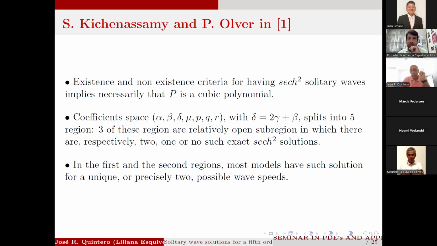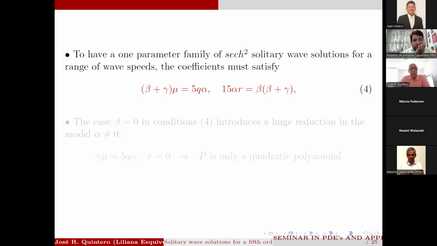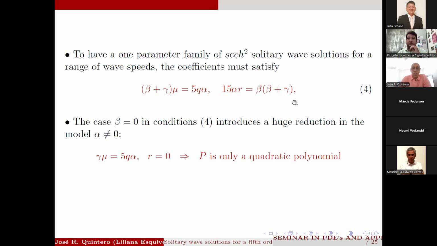So this is a challenging model, just looking for this type of solution. That doesn't mean that there are no more solutions. They could have other different solutions besides sech-squared. The analysis that they did showed that there is a relationship between the coefficients. So you have these two equations, and our case corresponds to beta equals 0. In that case, these two equations reduce a lot, because from the second equation, with beta equals 0, the left side is 0. So you want alpha different from 0, so R is 0. That means that R is the coefficient of the cubic term. So essentially, in this case, the only choice in this region for this type of solution is for P to be only a quadratic polynomial. This is just the analysis that they did.